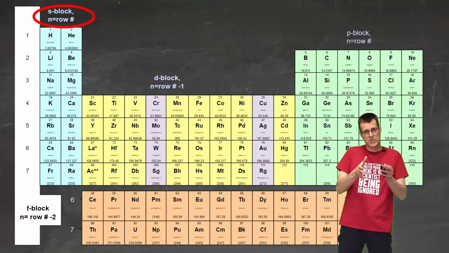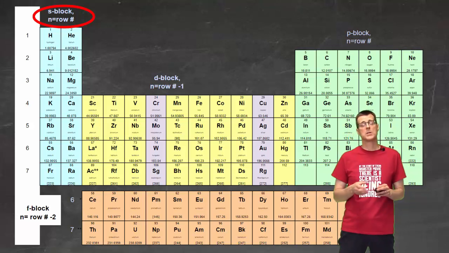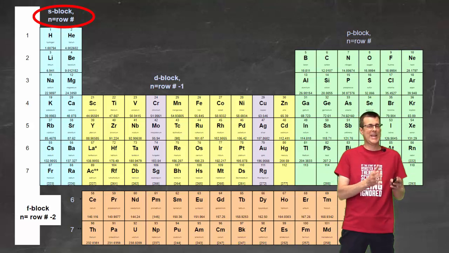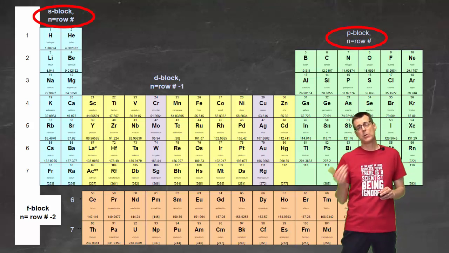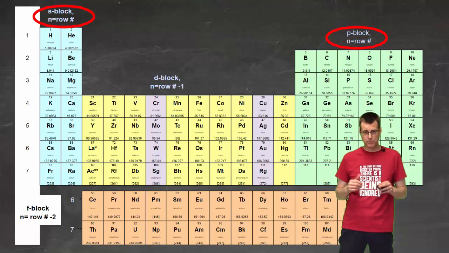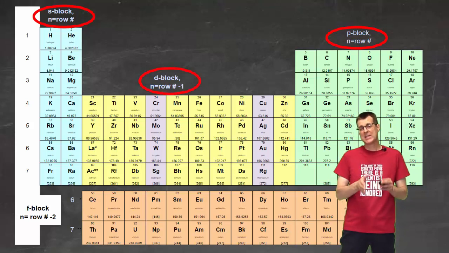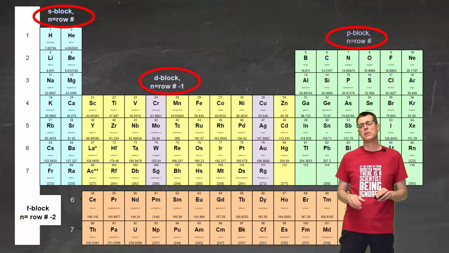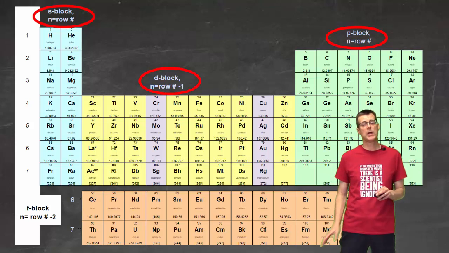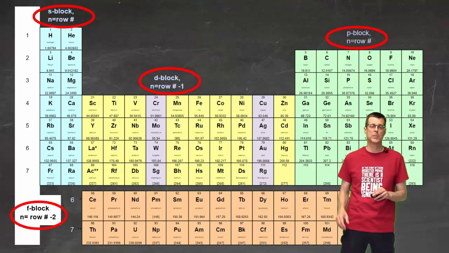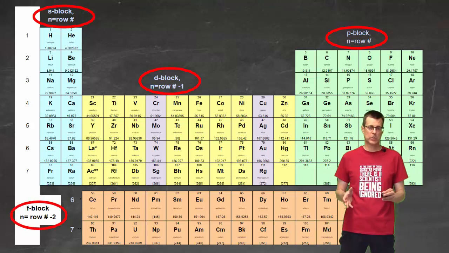That first tall column section, I'm going to call the S block, and N equals row number. Then I've got a P block over on the far right where N equals row number. The D block, the short ones in the middle, is N equals row number minus 1, and the F block down on the bottom is N equals row number minus 2.